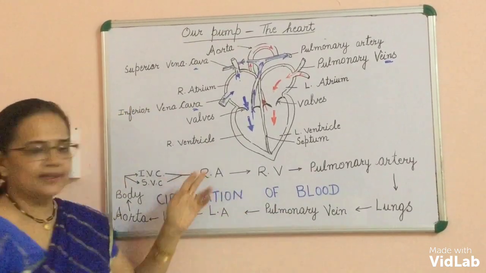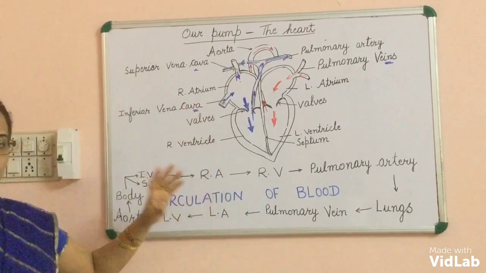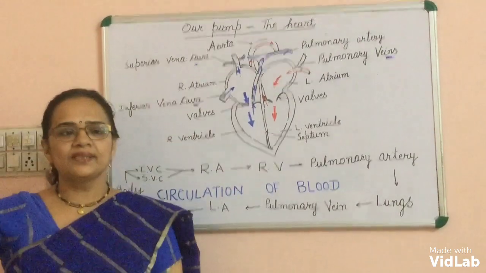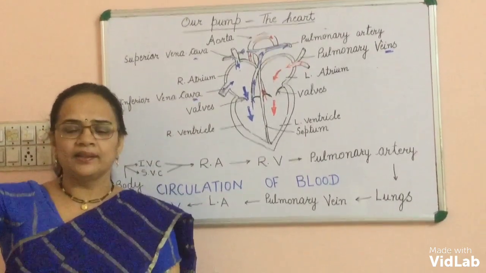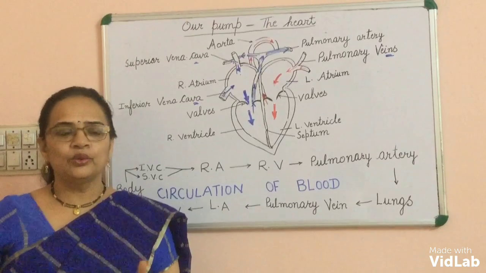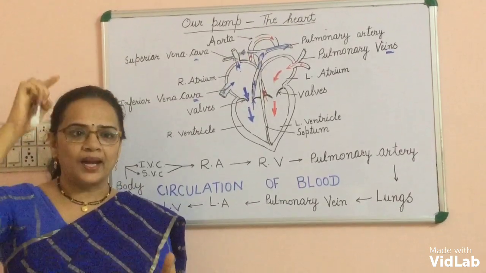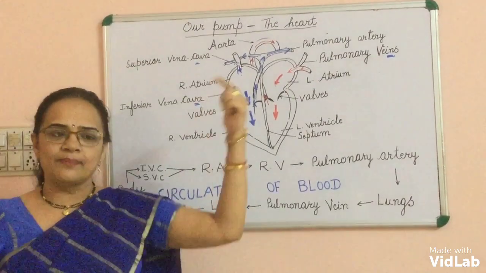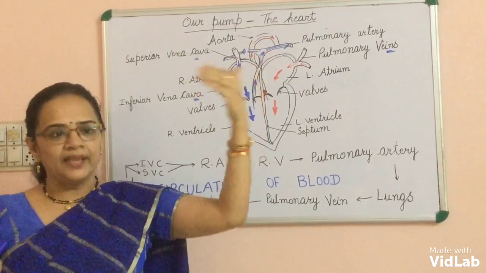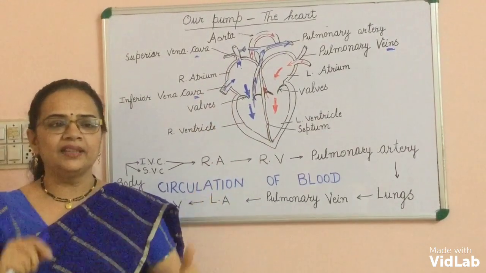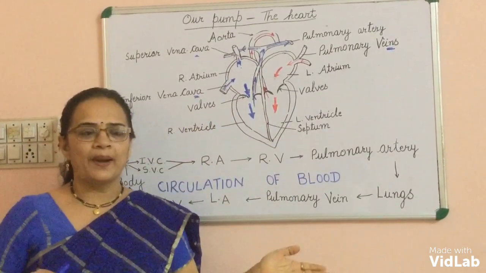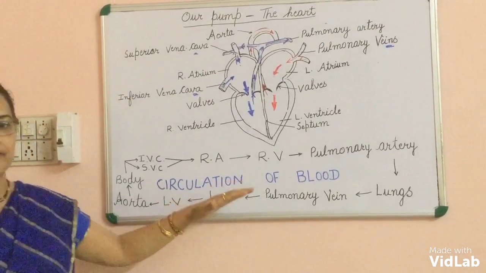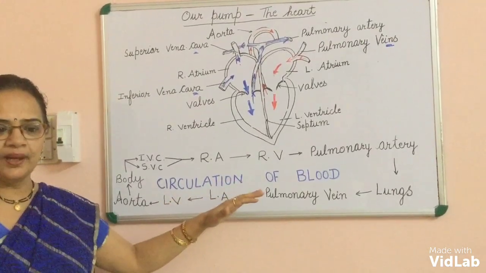I hope this is clear to you. Again I am repeating the whole process. The deoxygenated blood first comes into the right auricle, then the right ventricle, and through the pulmonary artery it goes to the lungs. After getting oxygen from the lungs, through the pulmonary vein it comes into the left atrium, then to the left ventricle, and then through the aorta it goes to all parts of our body. This is how the circulation of blood happens in our body. I hope this is clear now.